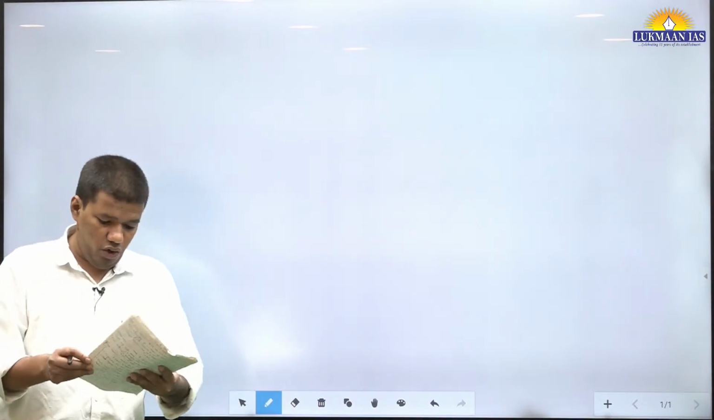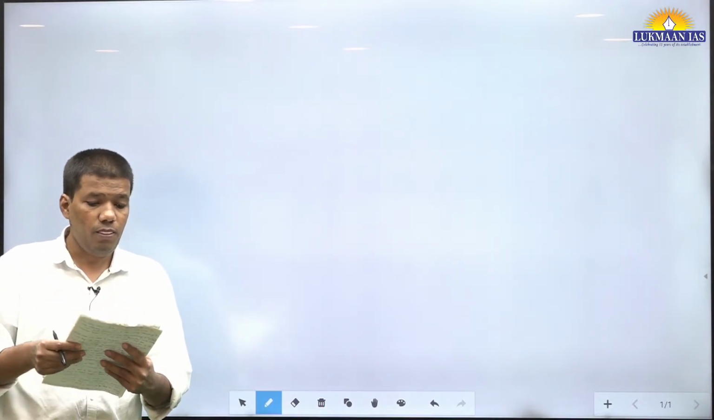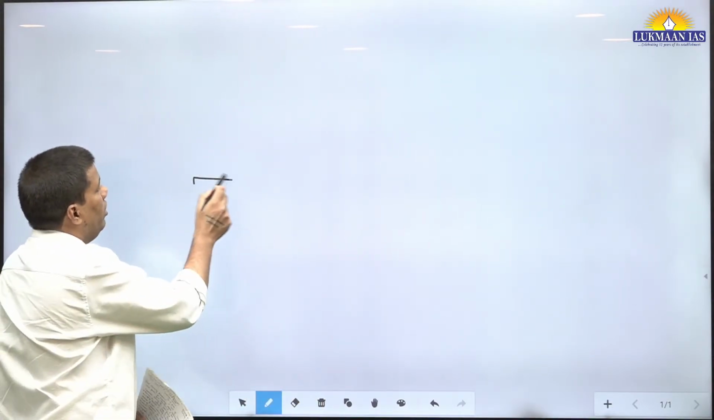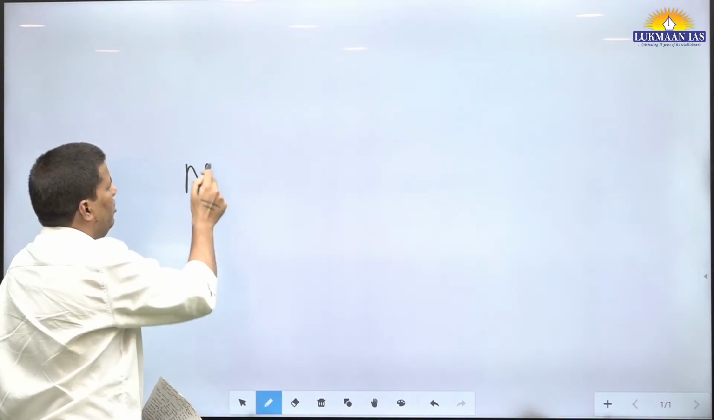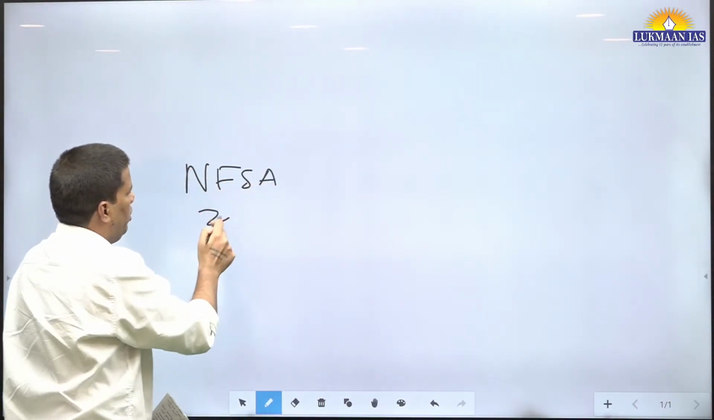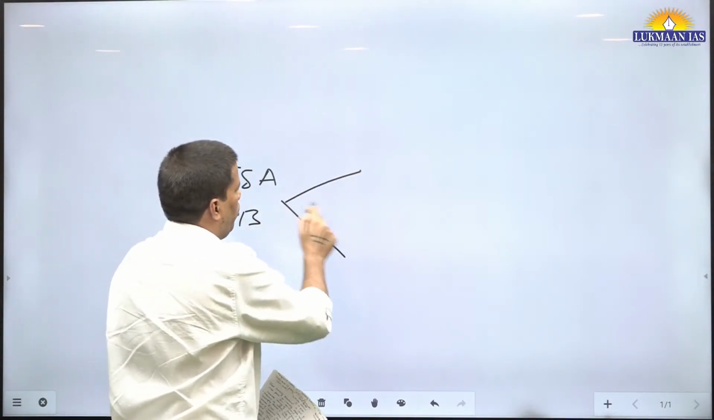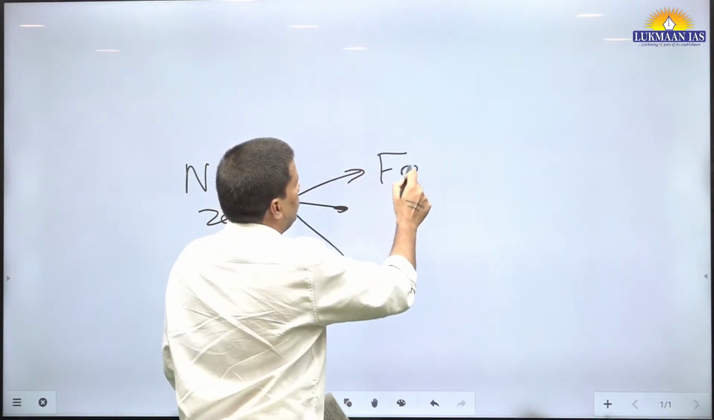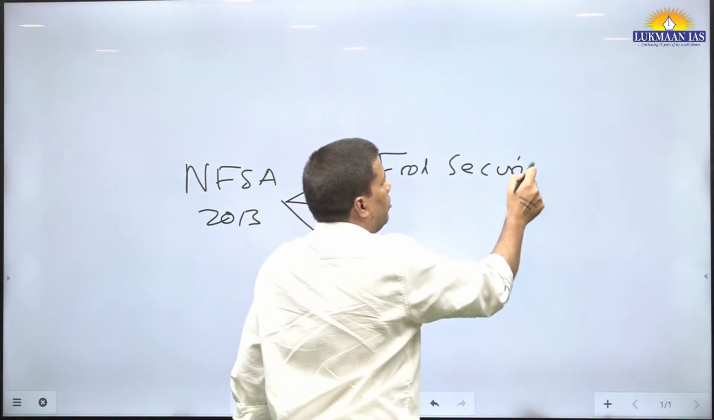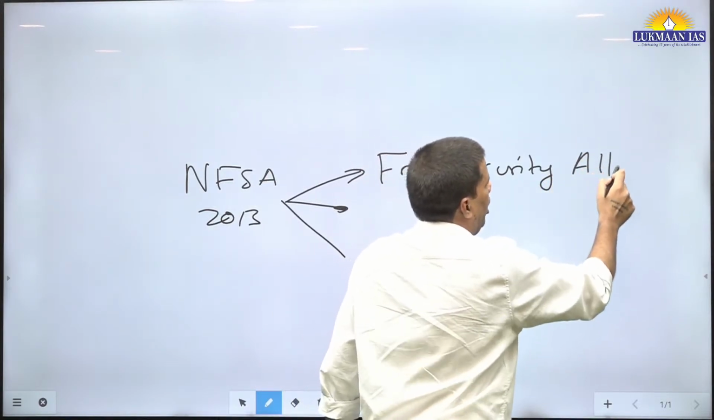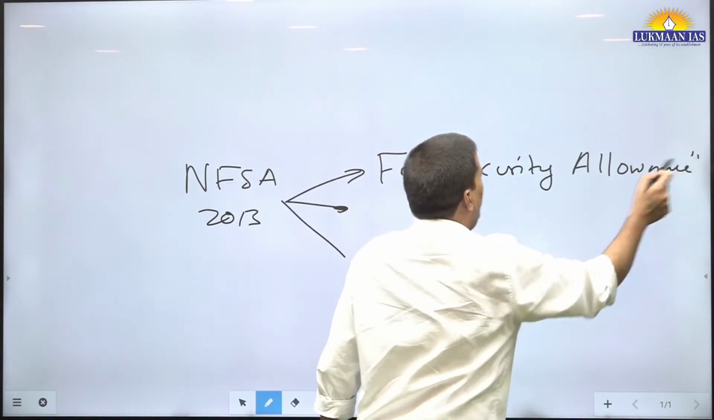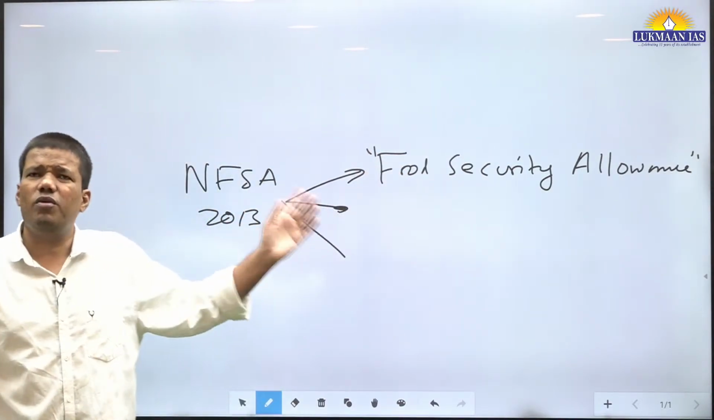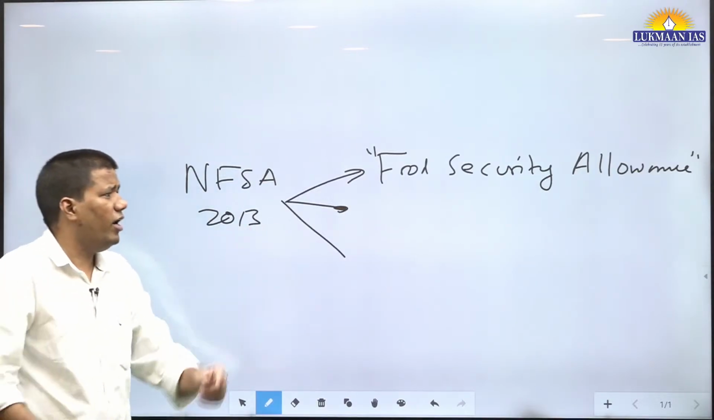ठीक है, सो ये हो गया आपका। Now when you talk about the same National Food Security Act 2013, it also talks about food security allowance. What it means, simply, if the state is not able to fulfill its obligation, then they will transfer some money. Okay, so try to put it somewhere.